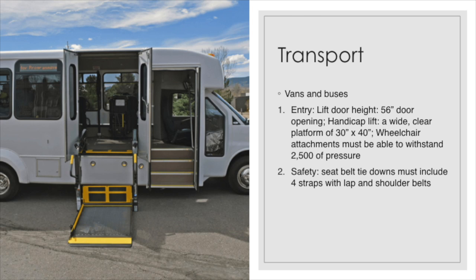And then once the wheelchair or scooter or other mobility device has been lifted up, there are safety seatbelt tie downs, which have to have at least 4 straps apparently for both lap and shoulder. And those just ensure that the transport won't move around during braking or speeding up or turning.